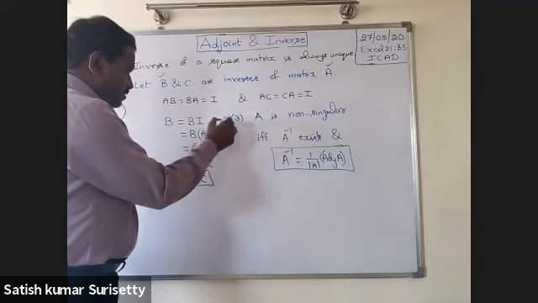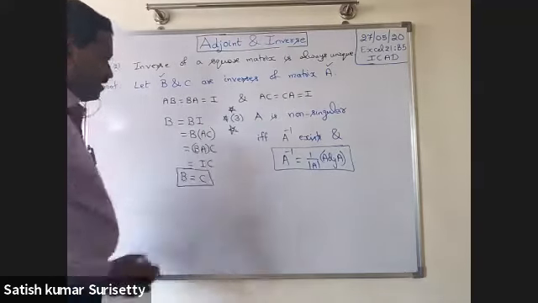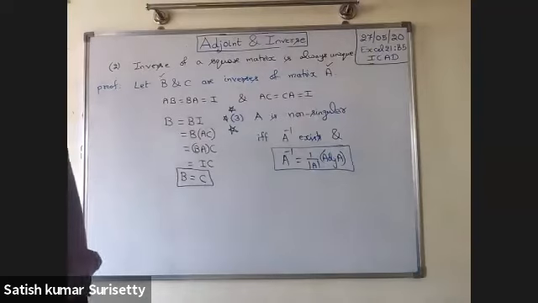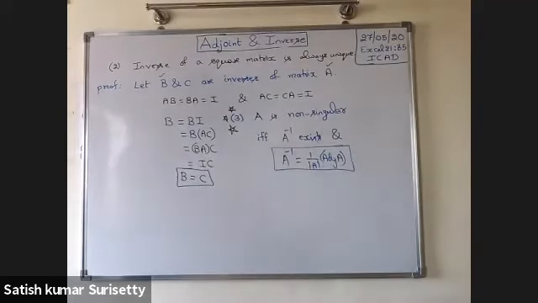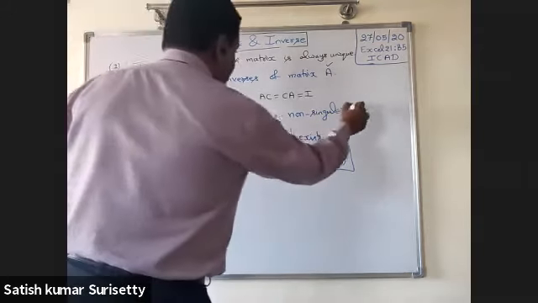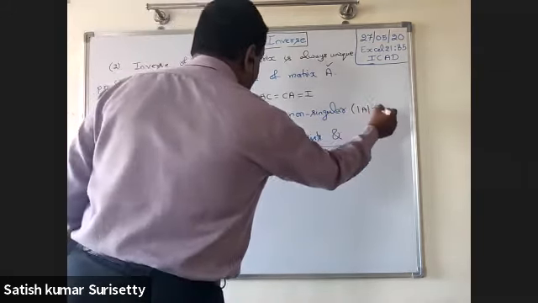So this is an important property. If A is non-singular, then the inverse exists, and the inverse is A inverse equal to 1 upon determinant of A into adjoint of A. Or if A inverse exists, then A is non-singular. What's the meaning of A is non-singular? Determinant of A's value is not 0. So whenever you say A is non-singular, it means determinant of A is not equal to 0.